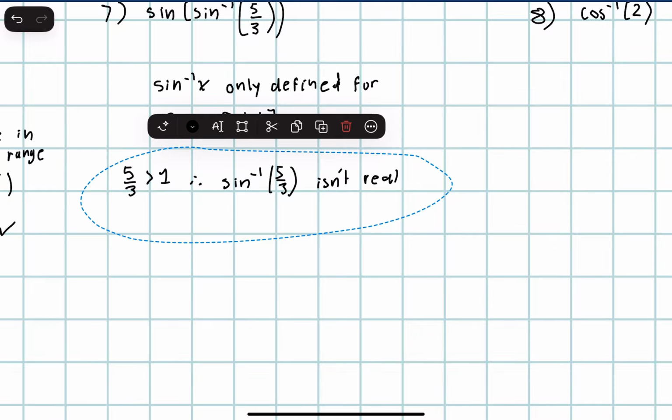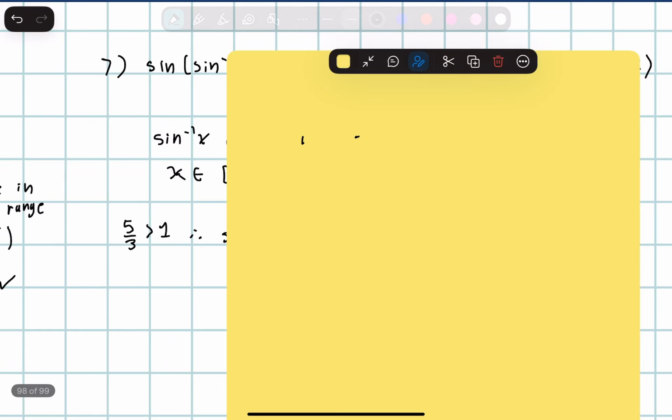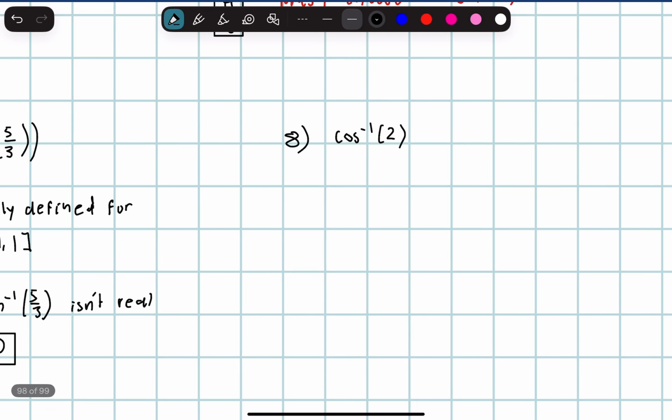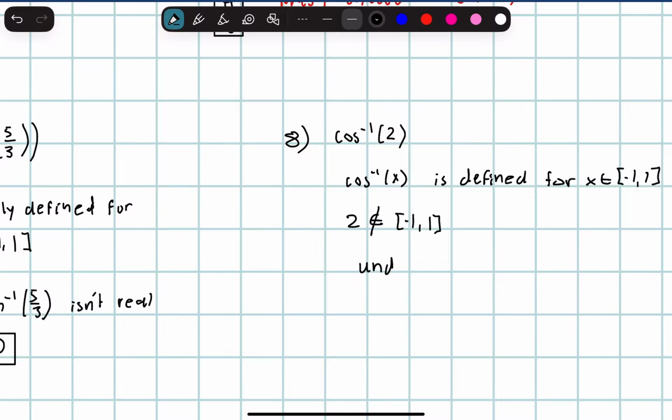So therefore, we know that this is going to be undefined. Now for this, cosine inverse of x is defined for x inclusive of negative 1 to 1, and we know that 2 is not in this range, so that means that it's undefined. There's no real value.